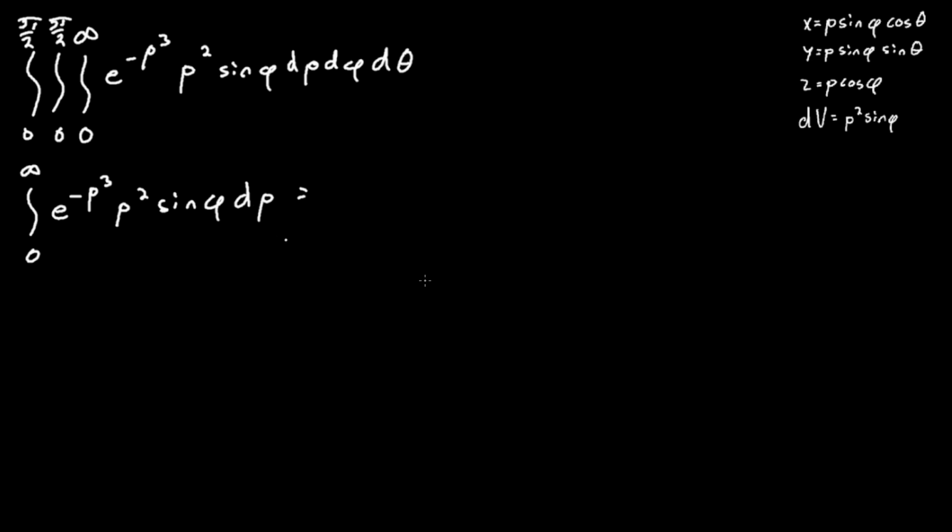Using u substitution, hopefully you know how to use that by now. If you don't, you should watch a video on it. But I'll just show you the integral after this. Using u substitution, your integral ends up being negative 1 over 3 times e to the power of negative p to the power of 3. Now, don't forget about the sine of phi. So our bounds are 0, infinity.